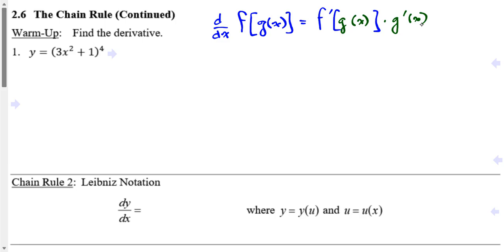So my outside function here, when we find y prime, I'll do the derivative of the outside, bring down the 4, subtract 1 from the exponent. The inside doesn't change. And then d in, the derivative of the inside, is 6x. So is this what you got?